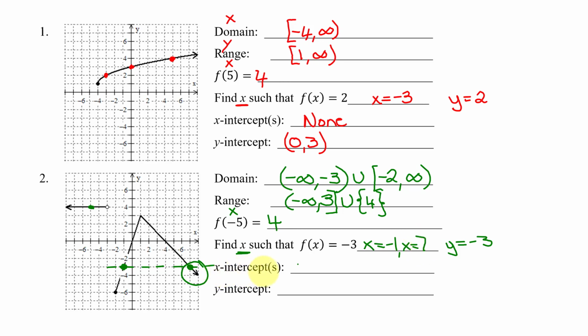Next, are there any x-intercepts? Yes, the graph crosses the x-axis here and here. Remember, the y-coordinate of every x-intercept is 0. What are the coordinates of this point? It's the origin, so it's 0, 0. And this x-intercept has the coordinates 4, 0. Lastly, is there a y-intercept? Yes. The graph crosses the y-axis at the origin, so its coordinates are 0, 0.